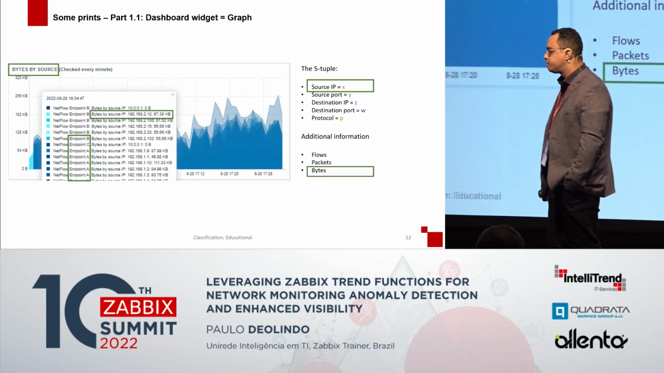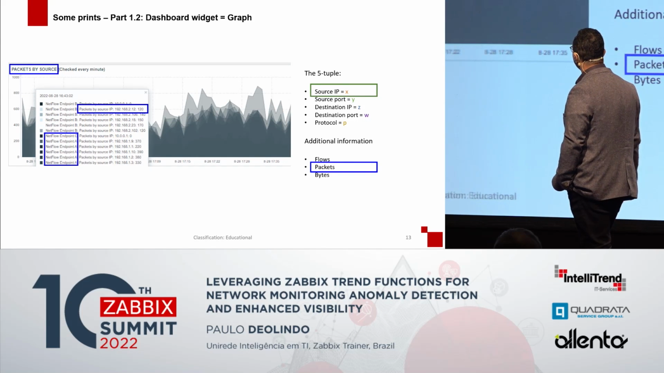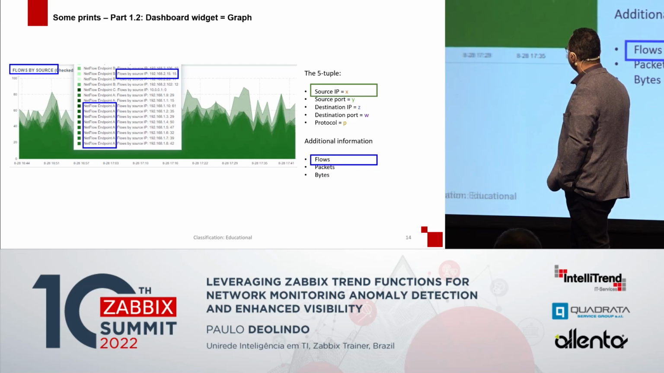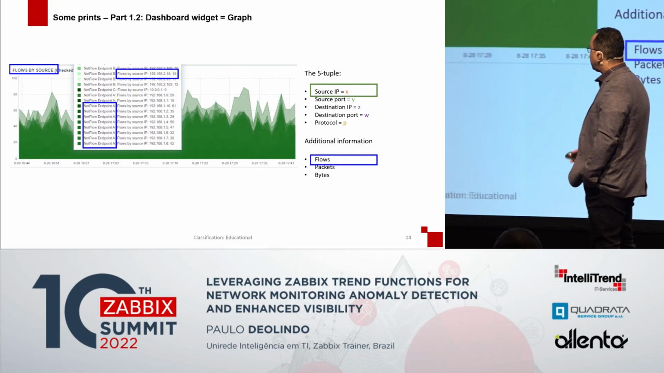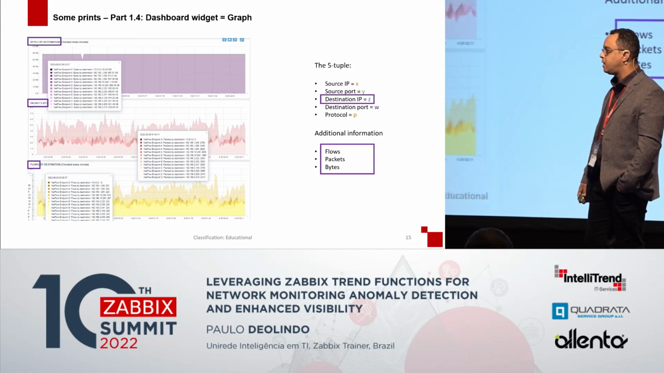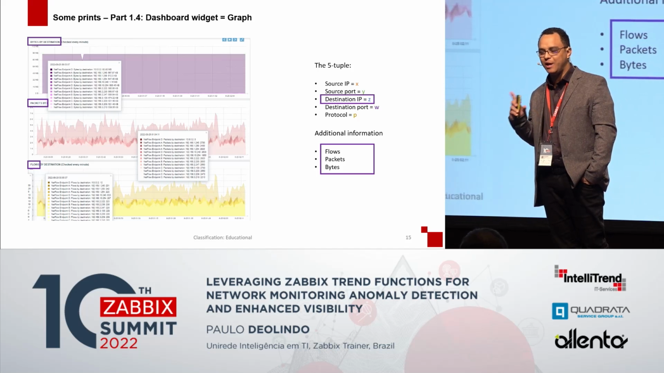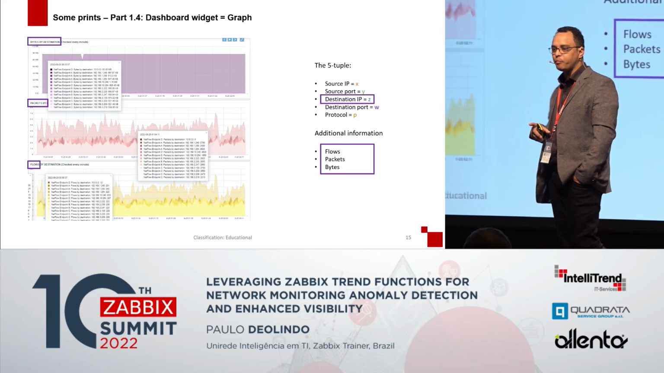Bytes by source, packets by source, flows by source, and the same information about destination. A very nice implementation, but remember, ordinary data, because it's NetFlow with Zabbix.